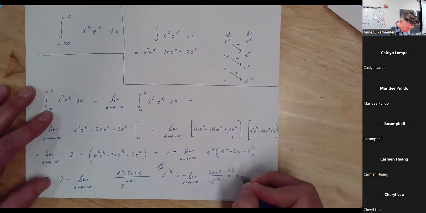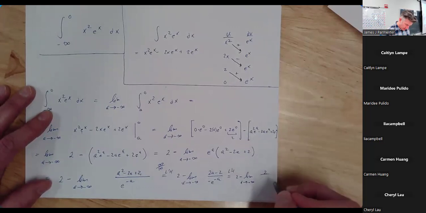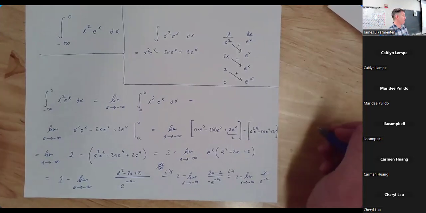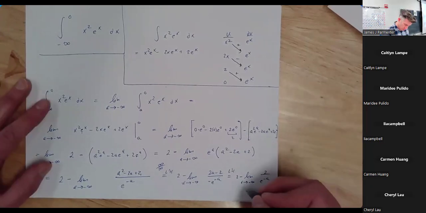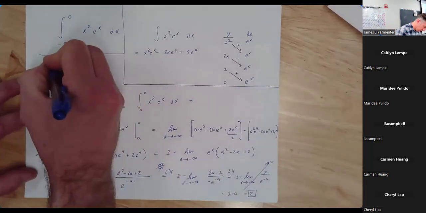And we get 2 minus the limit as a goes to negative infinity of the derivative of the top, which is 2, over the derivative of the bottom, which is positive e to the negative a. And now we have 2 over something that's infinitely large, which is going to 0. So we end up getting 2 minus 0, which is 2. So this integral converges to 2.